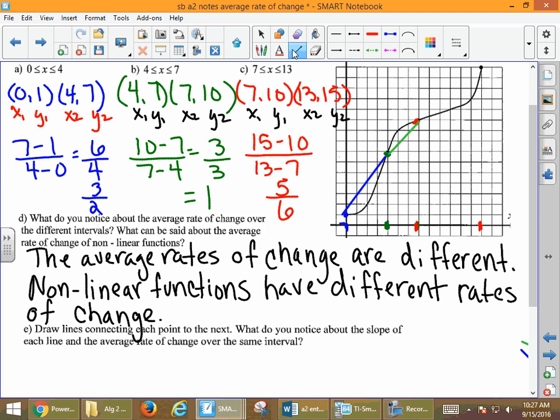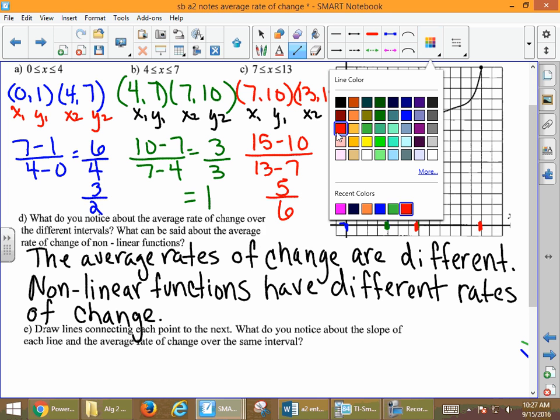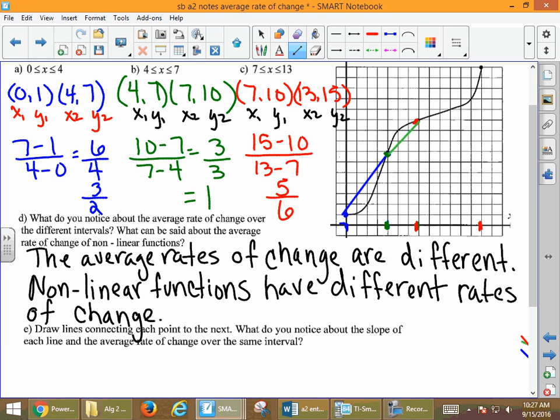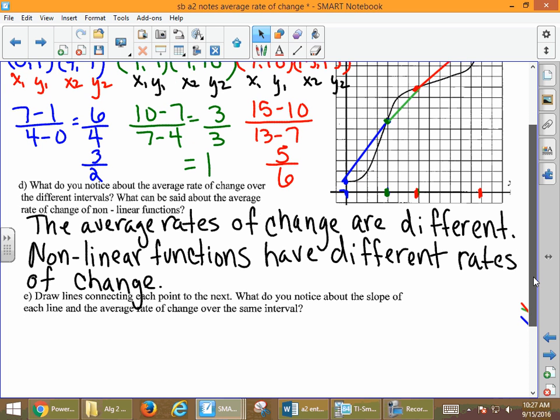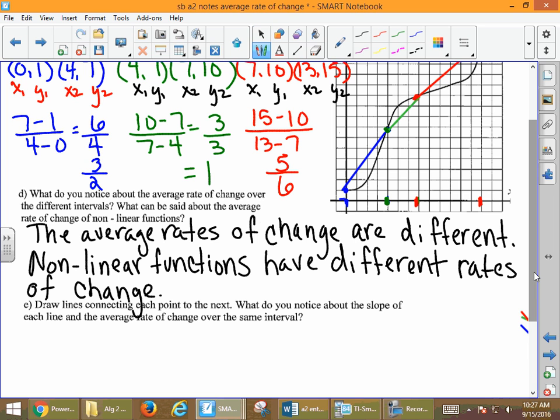And then my third color was red. And when we draw our picture here, we'll go from there to there. So even with a straight edge, so to speak, up here, it doesn't look that good. So it's one of the reasons why I don't use that button very often. But it says, draw the lines connecting each point to the next. So I've done that. What do you notice about the slope of each line and the average rate of change over the same interval? Well, we can go back to what we did at the first problem there.